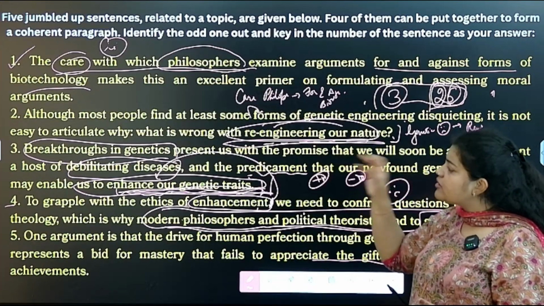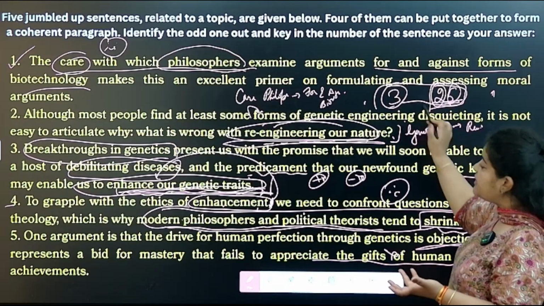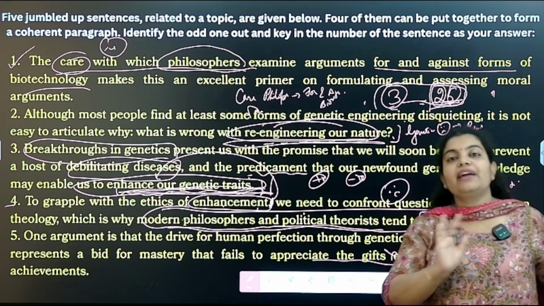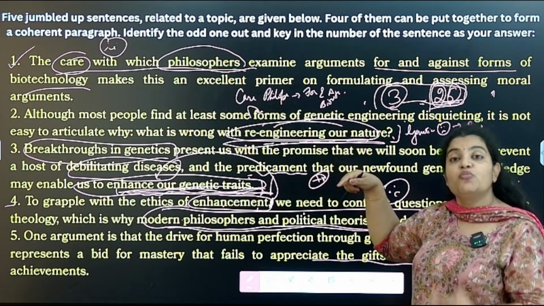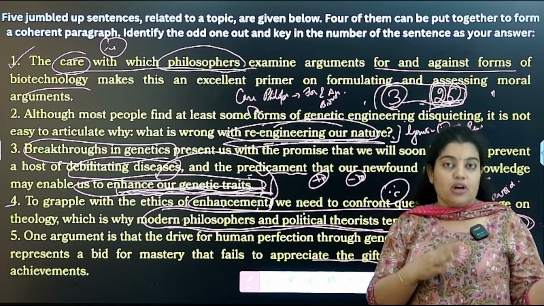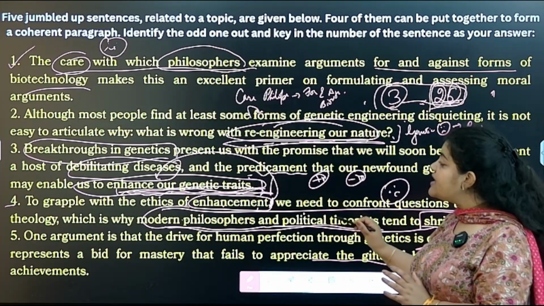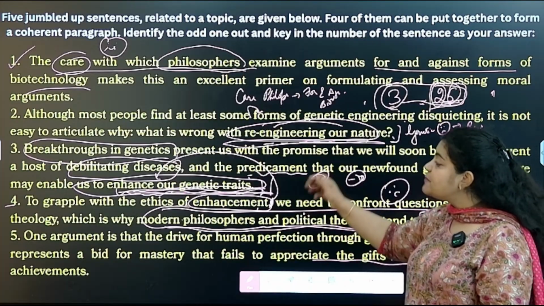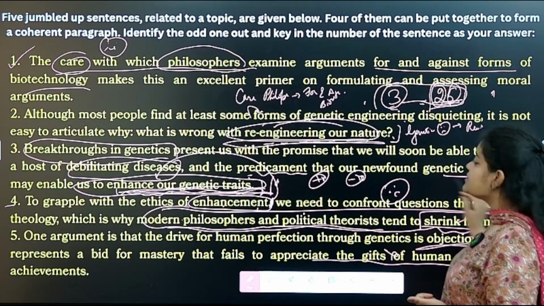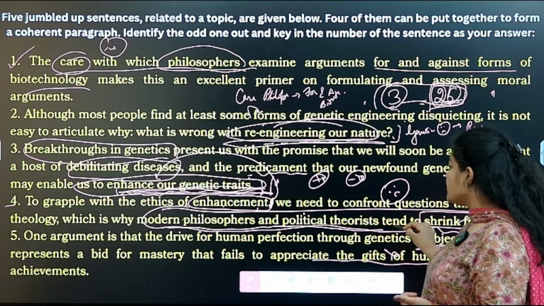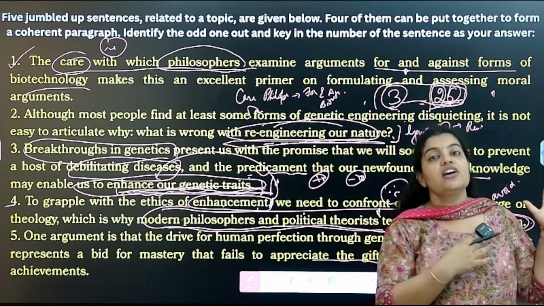You need to keep the blocks. So here we got the block of 2 and 5, then 3 seemed connected to them, so we put them in one bucket, 3 to 5. Now we are left with 1 and 4, and then we analyze in more detail which one goes more with the theme that is binding the majority of the sentences. To grapple with the ethics of enhancement, what is this enhancement? That is to enhance our genetic traits. We need to confront questions that verge on theology, which is why modern philosophers shrink away. And this is where the trick was: one philosopher being happy and the other shrinking away.